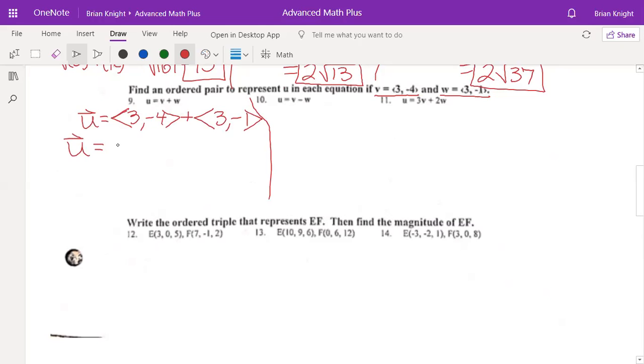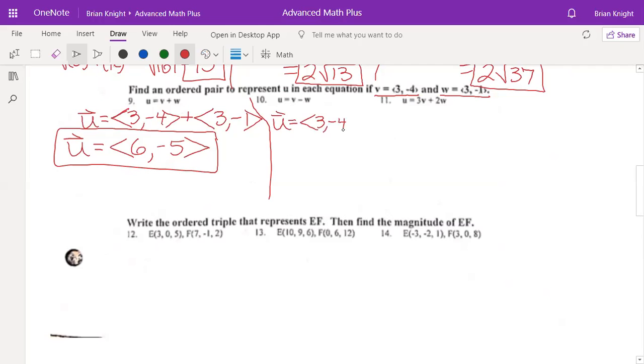And you do not have to find the magnitude on these, you're just finding the vector. So all you have to do is add up your corresponding parts, x plus x and the y plus the y. So 3 plus 3 is 6, and -4 and -1 make -5. And that's all there is to it. Okay? Any questions? Awesome. 10, same thing, only this time we are subtracting. So 3, -4, minus 3, -1.